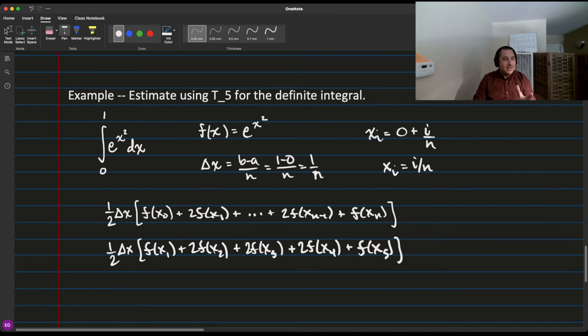I've written it out. I guess we could make the replacement that our delta x is what? 1 over n, which would be 1 over 12. There we go. And I guess really we should say that our x_i is going to be i over 12.